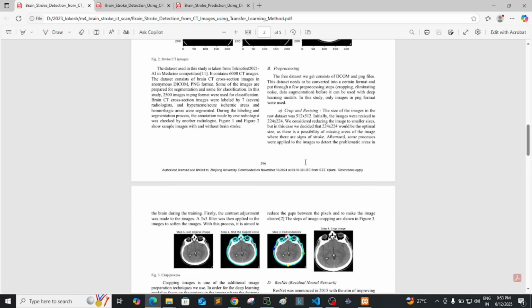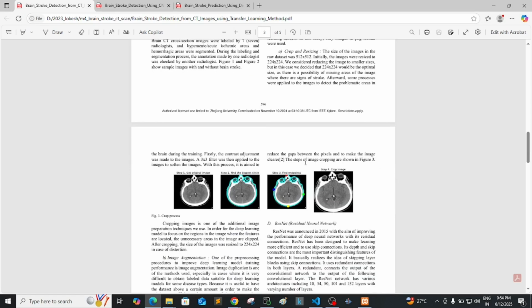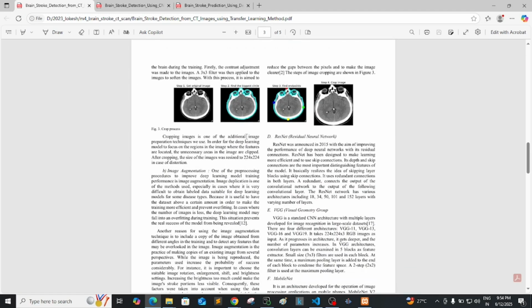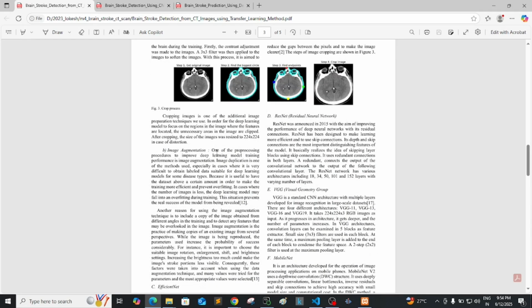Original dataset was 512 cross 512. Image size reduction they are doing, and in image augmentation they are doing so many processes. What is augmentation and all those things I will discuss theoretically, what is its importance and why we need to use it. And they are not concentrating much on the image pre-processing.